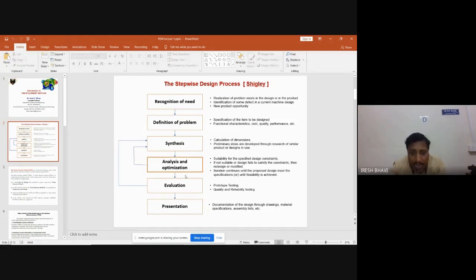Means what? In analysis and optimization, if you find any problem, then it is sent back for synthesis in order to modify the dimensions. For example, you can see here whether the specified design constraints are suitable or not. All those things will be checked. If it is not okay by using FEM, then we'll send it back for synthesis, and again the calculation of dimensions will be done, and later it will be sent again for analysis and optimization.